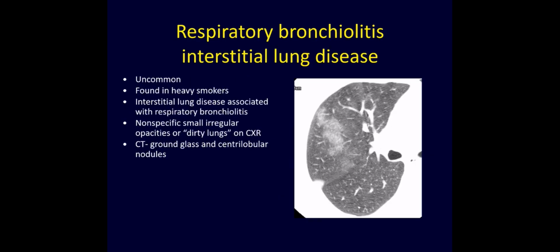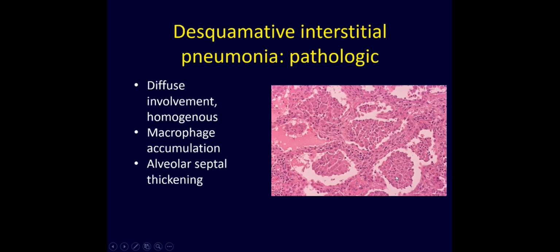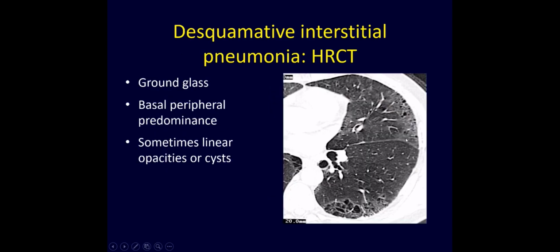Some patients with respiratory bronchiolitis who are heavy smokers develop this uncommon condition called respiratory bronchiolitis interstitial lung disease. And in those cases, the ground glass abnormality and centrilobular nodules are usually more extensive. And then DIP is at the far end of the spectrum. That's a more diffuse process with macrophage accumulation within the alveoli and alveolar septal thickening.